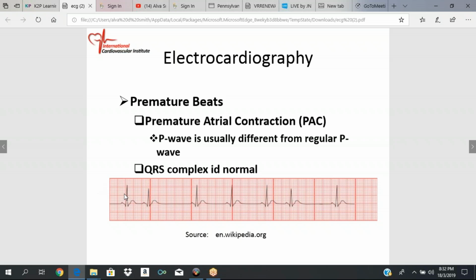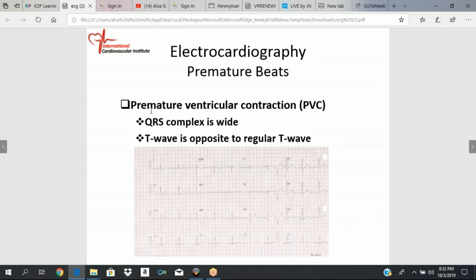Okay? So the thing about a PAC, the early beat looks almost identical to the regular beats. It just came early, that's all. And there's usually a P wave before the early beat, which is different from a premature beat that's in the ventricle. We call this a premature ventricular contraction, PVC.